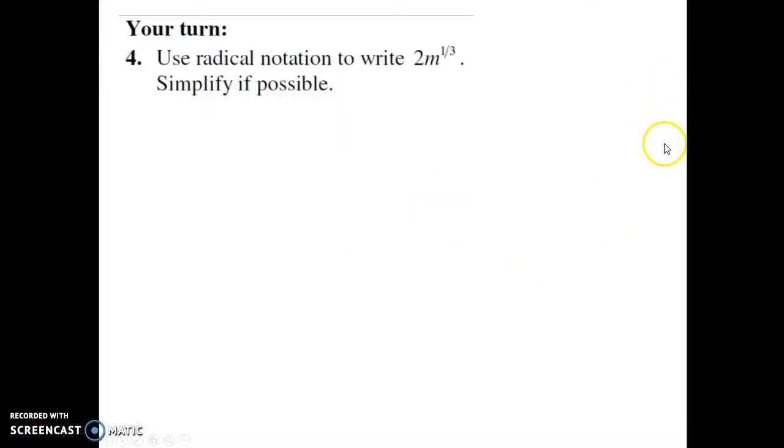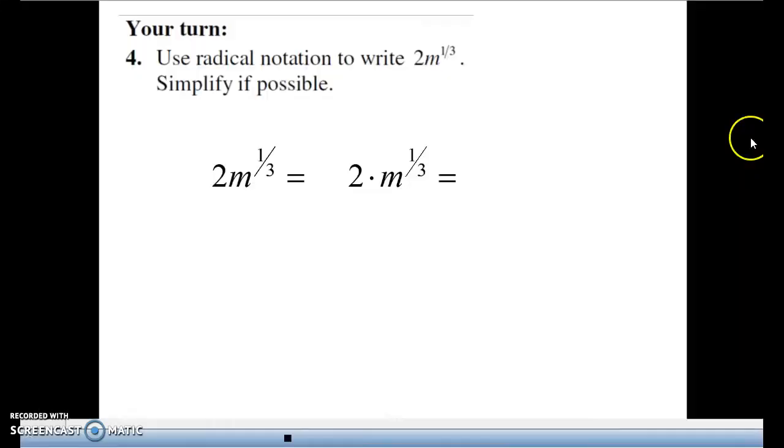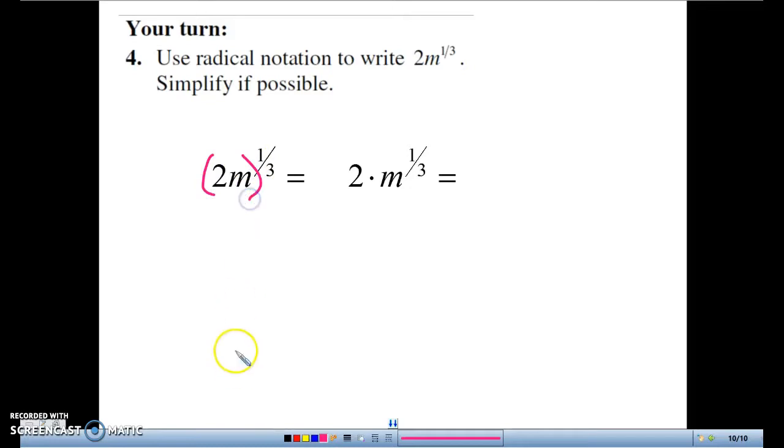Okay. Use radical notation to write 2m raised to the 1/3 power, simplify if possible. My question to you is, that exponent of 1/3 applies to what? The 2m? Just the 2 or just the m? Just the m. If it had applied to the 2 and the m together, those would be in parentheses. But since they're not, that rational exponent only applies to the base of m.